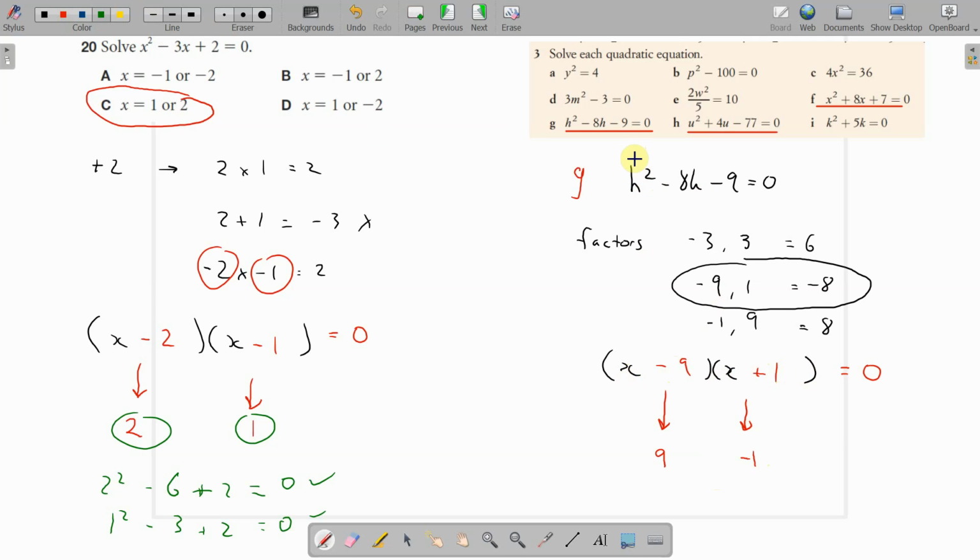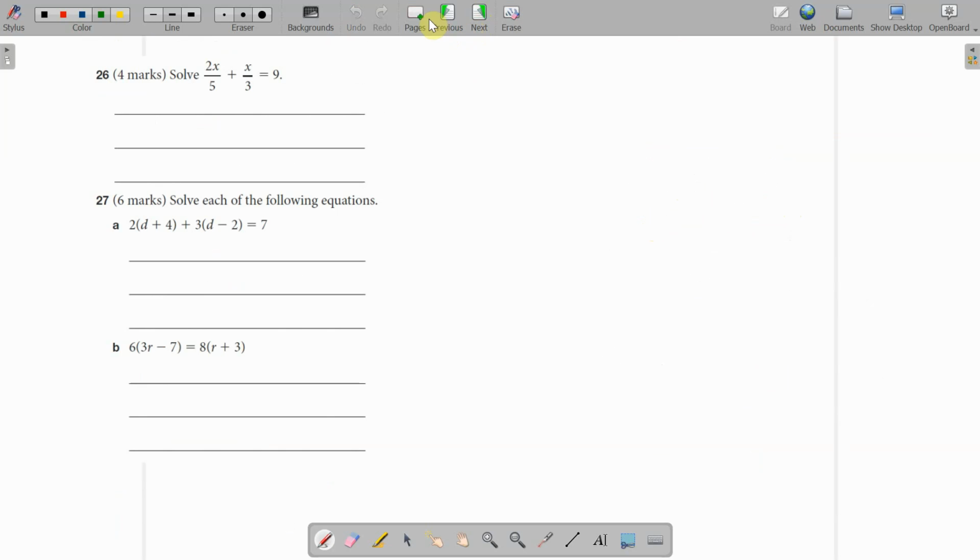And just to sub it in quick, just to check, 9. 9 squared is 81. 8 times 9 is 72. Minus 9. Yep, that's equal 0. What about minus 1? 1 plus 8 minus 9. Minus 8 times minus 1 is plus 8. Yep, that equals 0 too. So that's all good. Okay. So, what have we got left? Yep, I think what I might do is I will come back and finish the rest of it next time. Thanks everyone.